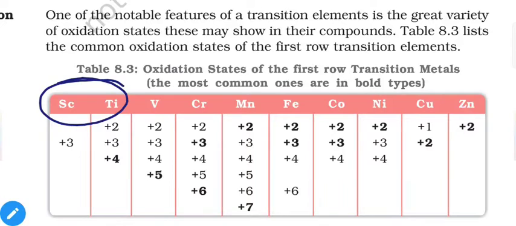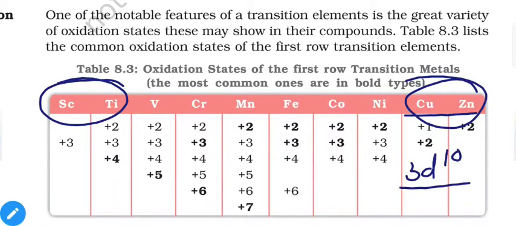So for the initial elements, we have fewer electrons. That's why we have a limited number of oxidation states. But what about the last elements? The last elements have comparatively more electrons than the remaining elements of this series, but still they have limited oxidation states, and the simple reason for that is stable electronic configuration. In copper and zinc, we know that we have the electronic configuration 3d10, which is the most stable of all the possibilities for the d orbital. So they cannot release the electrons present in the d orbital easily.